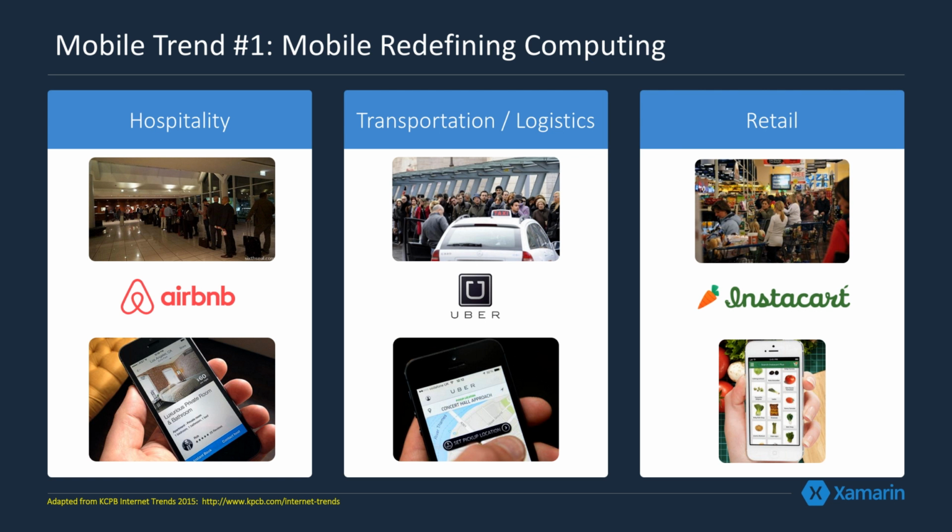And we're also seeing that just over the past couple of years, mobile is really redefining business models and how business is done, especially in areas that have weak user experiences. And so these are some great industry examples of how mobile has transformed businesses. So Airbnb is a great example around the travel and hospitality industry.